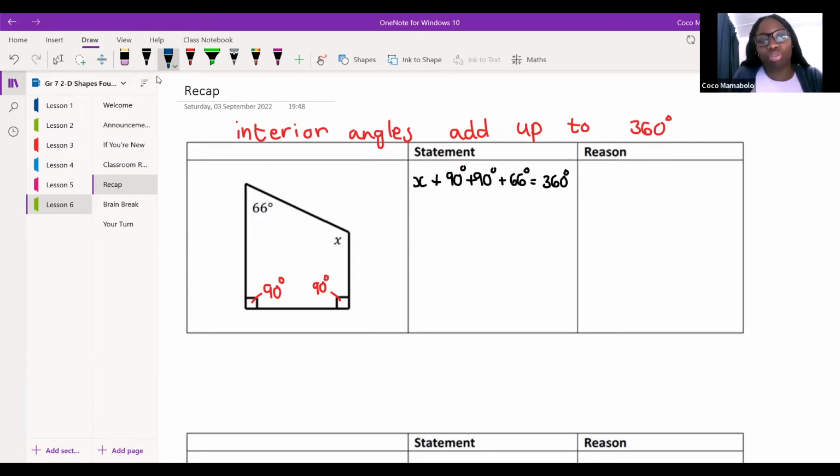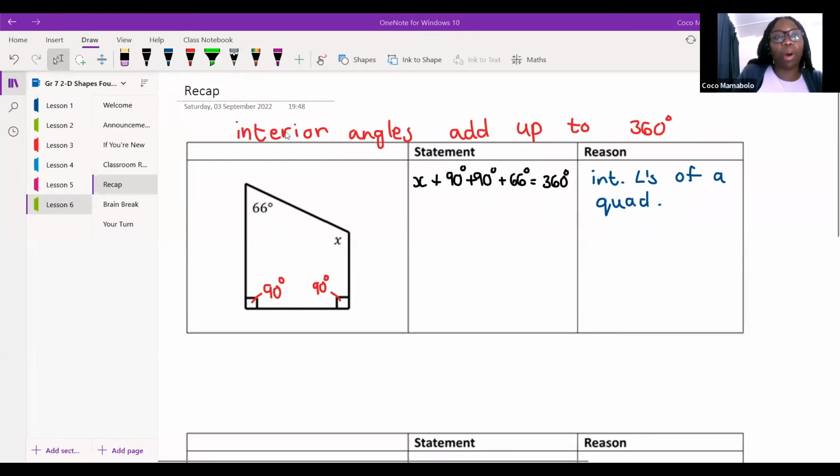So I'm going to write int. angles of a quad. That stands for interior angles of a quadrilateral. In this case, you can either abbreviate it like this, or your teacher's going to do it differently. So you need to follow the way your school does the reason, but the statement is always going to look the same.